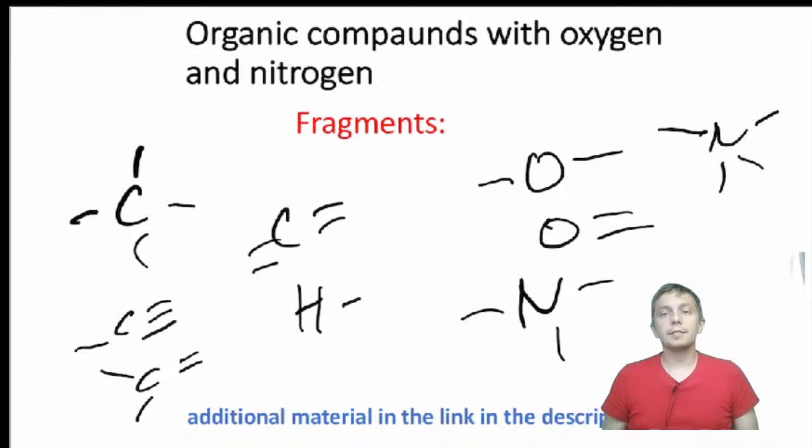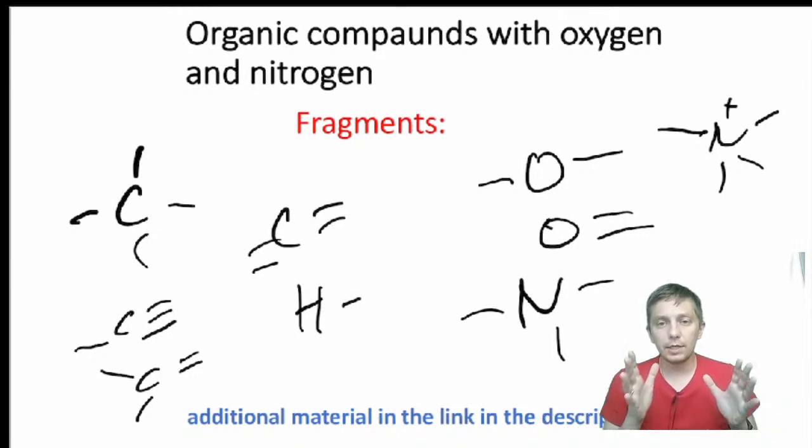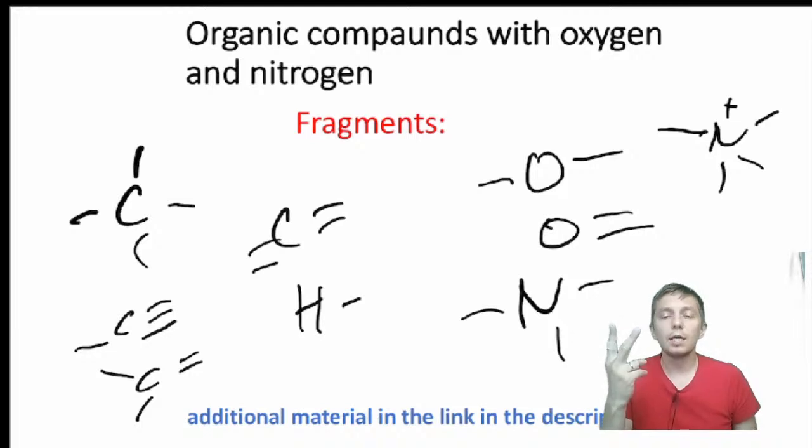So in organic compounds you can't see different fragments. Any structure you see, you can split by these fragments, nothing more: carbon with 4 bonds, hydrogen with 1 bond, oxygen with 2 bonds, and nitrogen uncharged with 3 bonds, charged with 4 bonds.